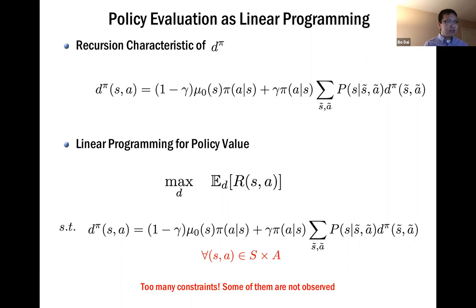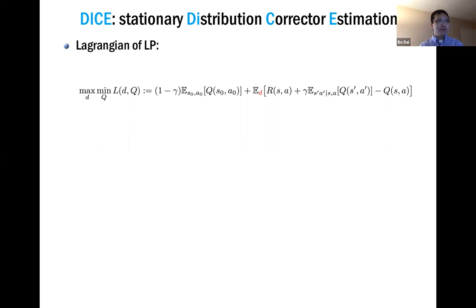And particularly in your setting, it's offline and you only have a bunch of data. So in that data, maybe some state actions are not observed. So you will still not have that constraint in your data set. So how can we deal with this kind of optimization? The idea is to follow the standard way to rewrite the linear programming into the Lagrangian. Okay, here we just rewrite the previous linear programming to its Lagrangian primal form.